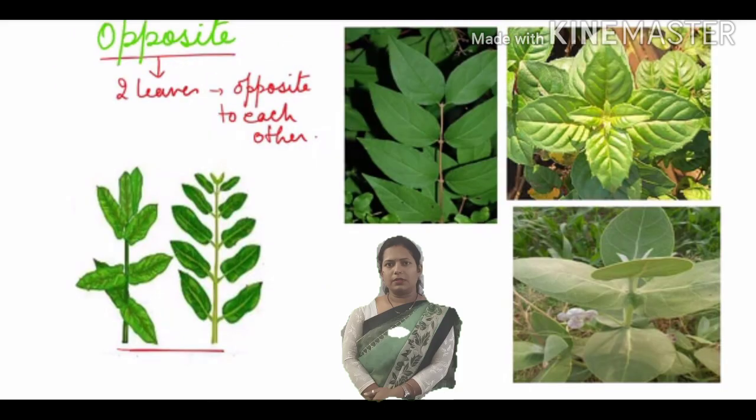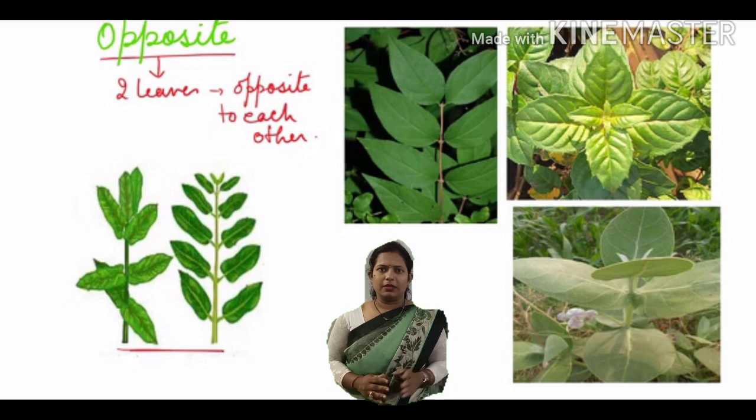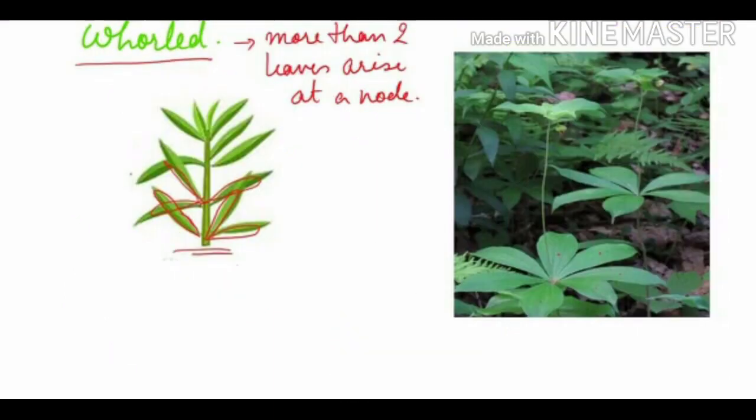In opposite leaves, two leaves arise at each node opposite to each other. Examples are Calotropis and guava. In whorled arrangement of leaves, more than two leaves arise at each node and are arranged in a whorl or a circle. Examples are oleander, asparagus, or in common life we would have seen the canna plant. This is also an example of whorled arrangement of leaves.